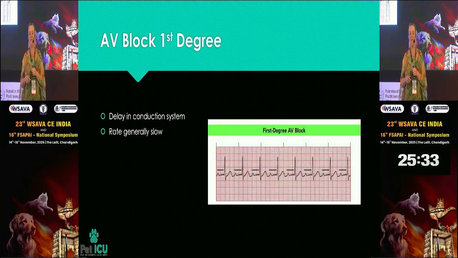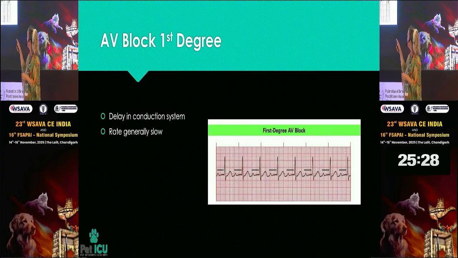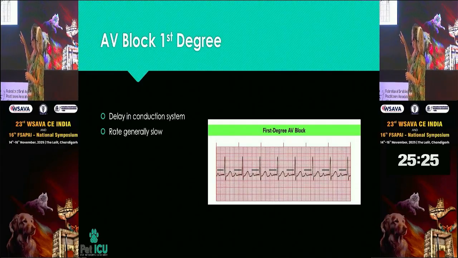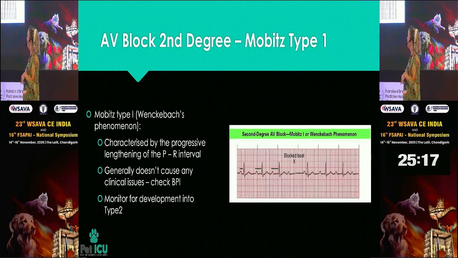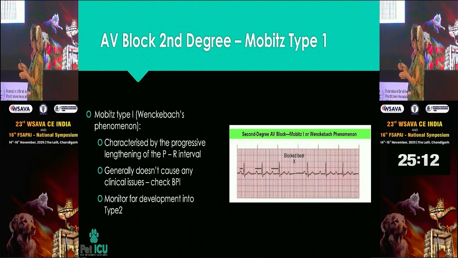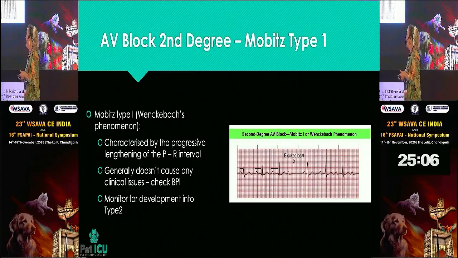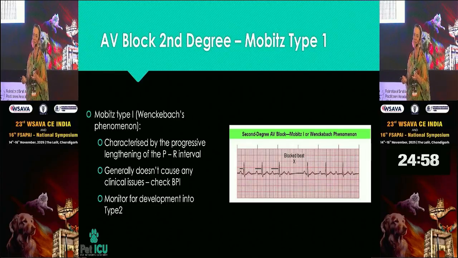So your first degree AV block is there's generally a delay in the conduction, and you can see the little lines here, just showing the P wave is further out from the QRS than it should be. The rate's generally slow. When you move into your second degree AV blocks, there's a progressive lengthening of your PR interval, and it'll get longer, and then it drops a beat, and you'll get a missed one. Your first and second degree AV blocks generally don't cause any clinical issues. It's something to note. Sometimes different drugs are involved, and we're monitoring for development.